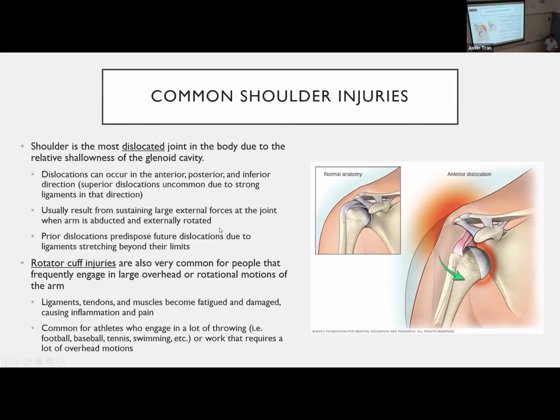And the unfortunate thing is that if you've had dislocations before, it puts you at risk for more dislocations in the future, because your ligaments get weaker, your tendons get weaker in that area, just because they're stretched beyond what they're used to.